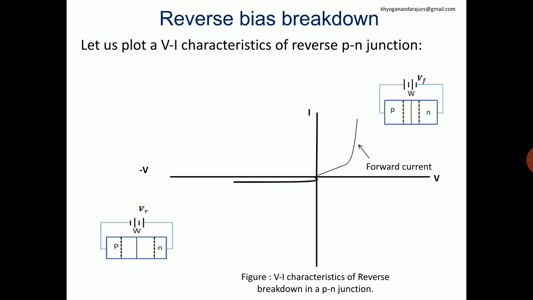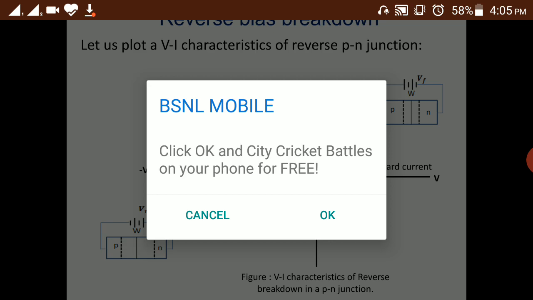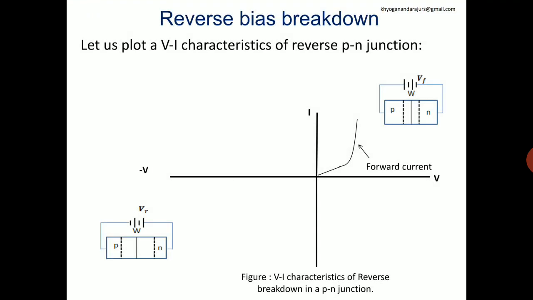We know from the previous class that a small reverse saturation current flows for the reverse bias. But there comes a critical value at which this reverse saturation current, which is small in nature and constant, starts to increase suddenly, and it increases such that it is uncontrollable. For that particular voltage, the reverse saturation current increases very abruptly. That particular voltage is called the breakdown voltage.